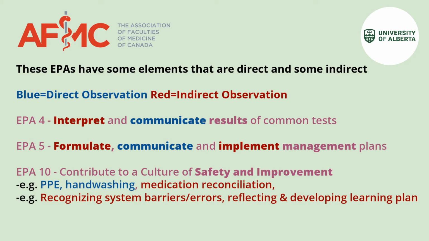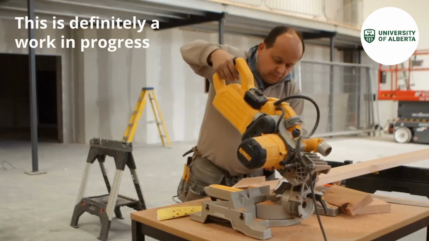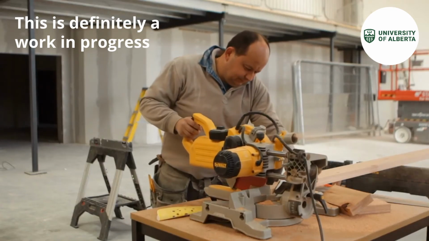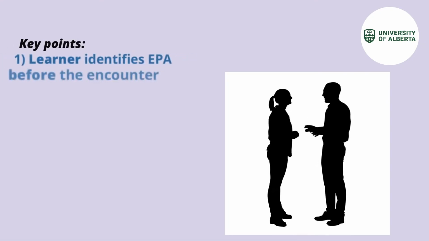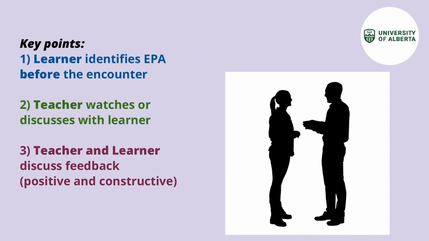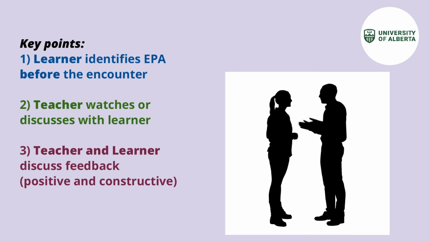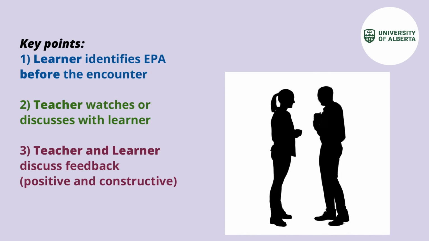I will admit, this is a work in progress, so we're going to work to modify the EPA forms to make this all clear to both learners and preceptors. Key points are, you as a learner identify the EPA you want before the encounter, whether it's direct or indirect. The teacher then watches or discusses with you, thinking, is this learner independent at the end of clerkship? And then you and the teacher discuss feedback. And I would suggest you as a learner identify what you did well and what to work on, and the teacher can build on that.